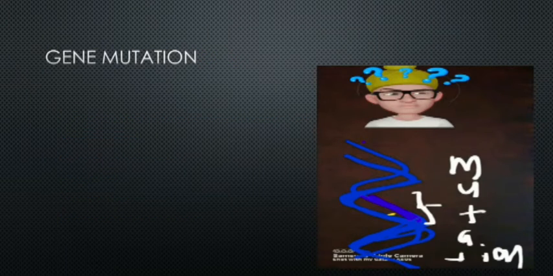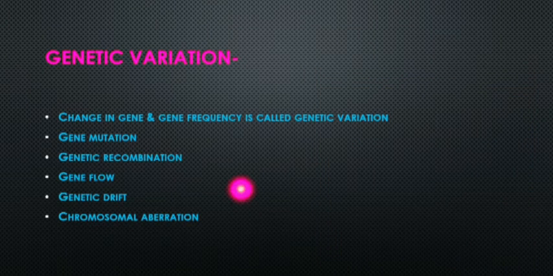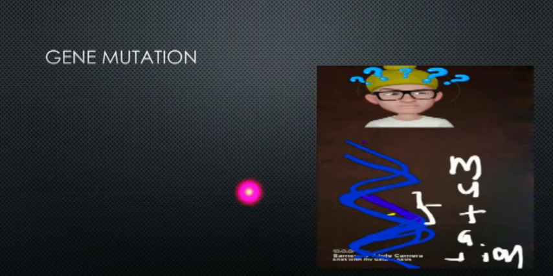Then genetic variation. Genetic variation means here, there are main concepts in genetic variation. Change in the gene frequency is called genetic variation. Then we can study it with the help of gene mutation, genetic recombination, gene flow, genetic drift and chromosomal aberration. So we will go through them one by one.